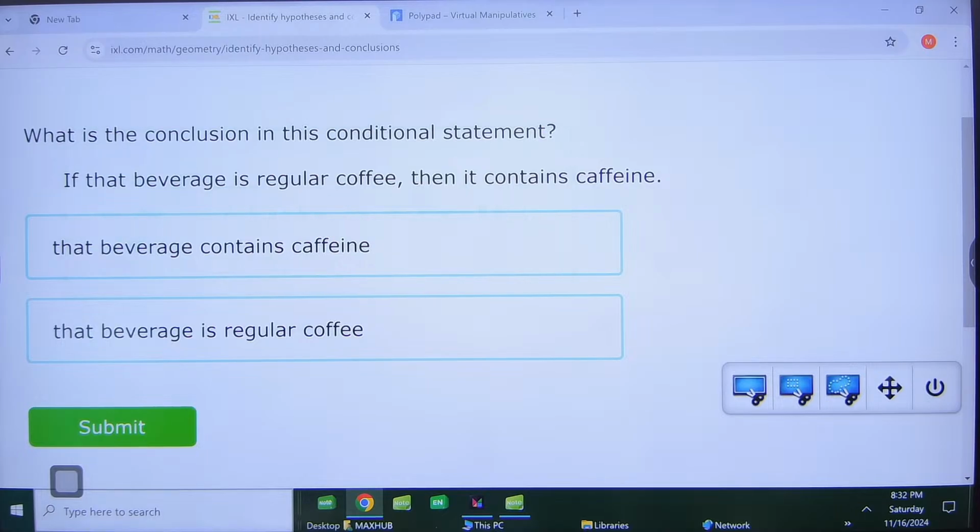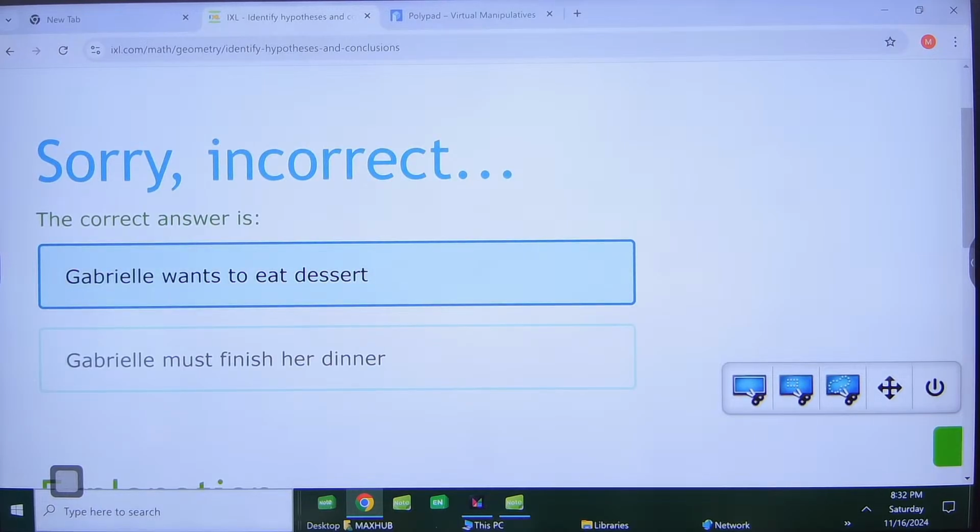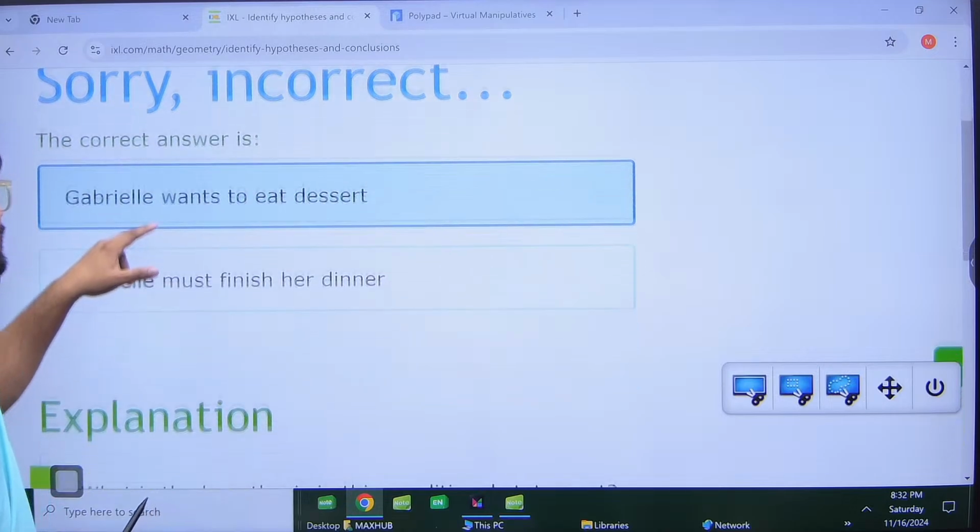What is the conclusion in this conditional statement? Contains caffeine. What is the hypothesis in this conditional statement? She must finish her dinner. Sure, Gabriela must finish her dinner. I think so. Let us check it out. I think it is incorrect. Okay. The correct answer is Gabriel wants to eat dessert.